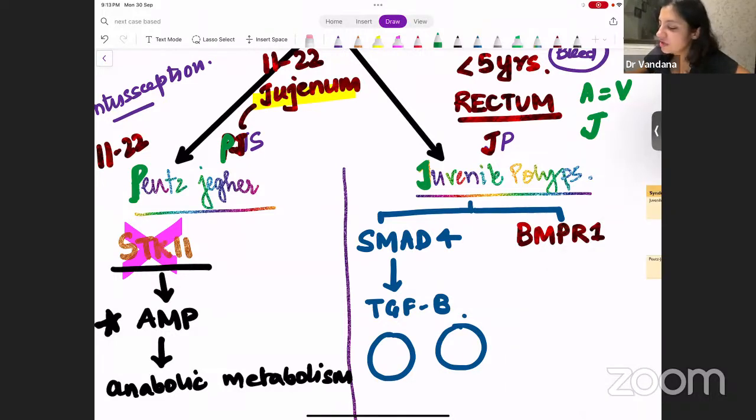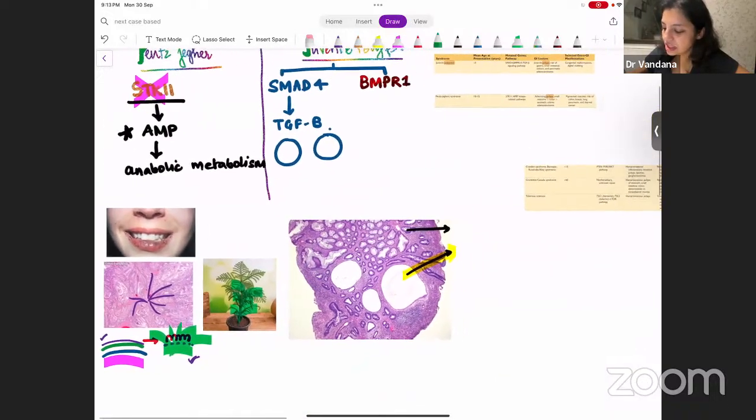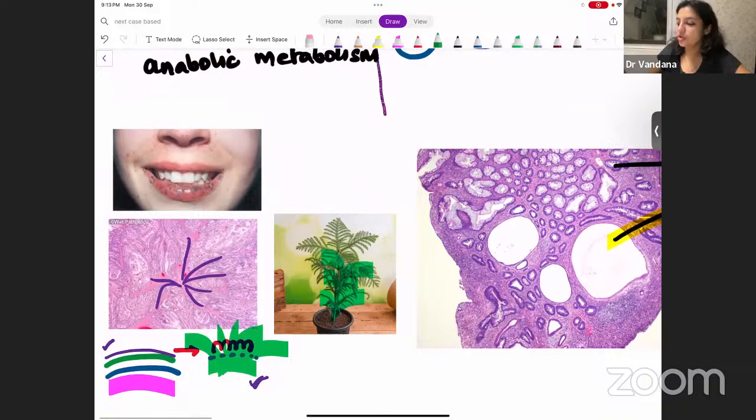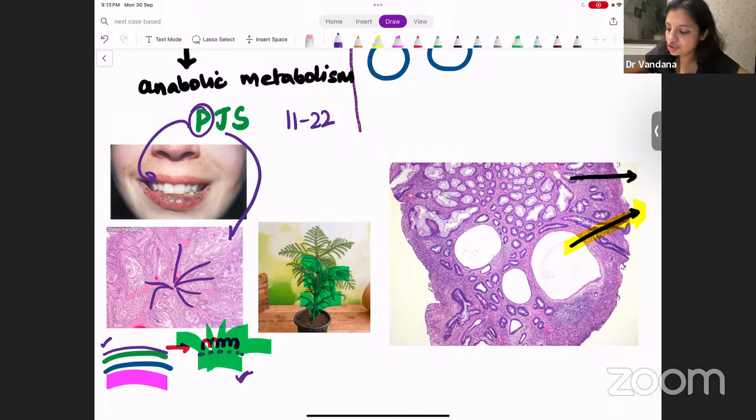So let's quickly see the images and revise what we have studied here. Clinical features: whenever we are talking about Peutz-Jeghers syndrome, it usually occurs in patients from 11 to 22 years. P for pigmentation, J for polyps in the jejunum. What is the typical feature of this polyp? It is like a Christmas tree. There is arborizing muscle and lamina propria in the polyp. That's a characteristic feature of Peutz-Jeghers syndrome.